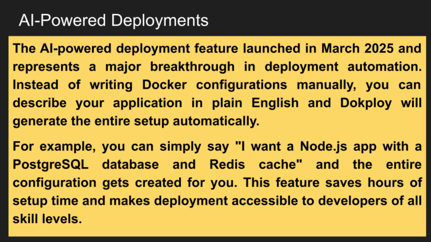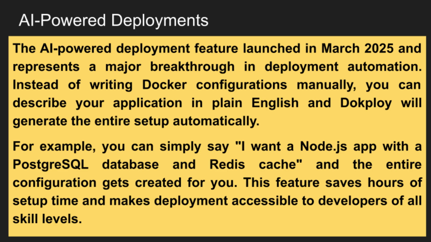Third, and this is where it really gets exciting, AI powered deployments. This feature launched in March 2025 and is a game changer. Instead of writing Docker configurations manually, you can literally describe your application in plain English and Dokploy will generate the entire setup for you. Imagine saying, I want a Node.js app with a PostgreSQL database and Redis cache, and having the entire configuration created automatically.